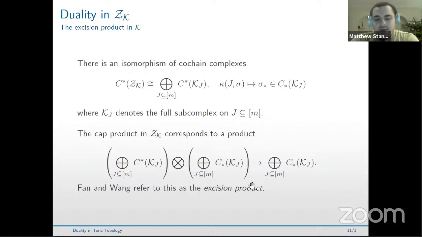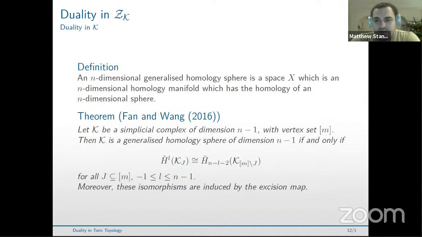It's an entirely different product which works on the level of this object here, the direct sum over all subsets J of these chains and cochains of full subcomplexes of K. Okay, so we've obtained some product on the level of K via the cap product in ZK. Now, using that product, we can actually characterize a property of the simplicial complex K, known as being a generalized homology sphere. So simplicial complexes which are generalized homology spheres can be expressed using this excision product.